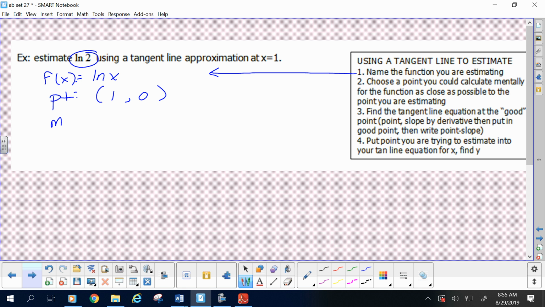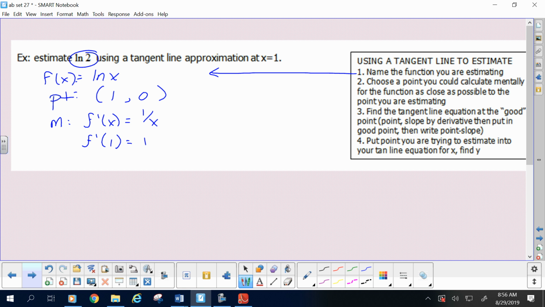Okay, m. How do I find m? Find the derivative generally, and then find the derivative at 1 or 0? 1, right. So yesterday we talked about the derivative of natural log. What is it? 1 over x, and therefore at 1, slope is just 1. Okay?